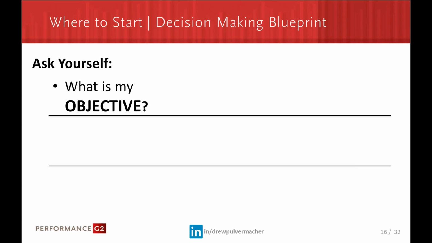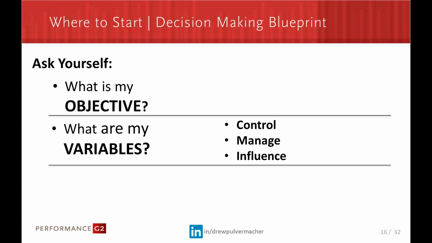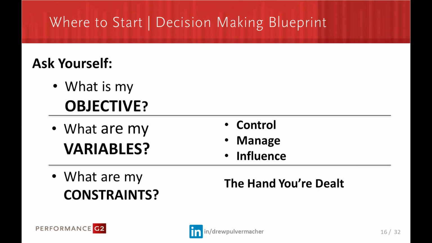Do I want to increase profitability? Yes. Well, what makes up profitability? You want to look at SG&A. You want to look at revenue. You look at the cost side. You talk about all these different variables, which gets into the next one. What are my variables? What can I control? What can I manage? What can I influence? We'll talk about these three as well. And then what are my constraints? Basically, the hand you're dealt.